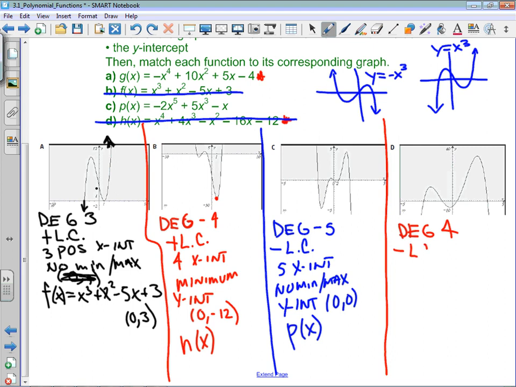All right, this could have 4 x-intercepts. It does have 4 x-intercepts. And because it has a negative leading coefficient, it now has a maximum. There is one point that is larger than any other point on that function. The y-intercept, I'm going to cheat again. It's actually at 0, negative 4 because this is the graph of g of x.